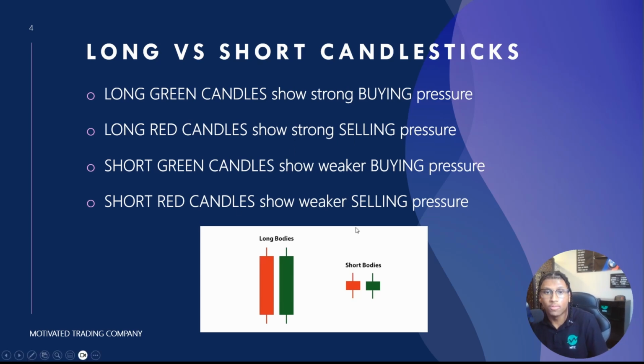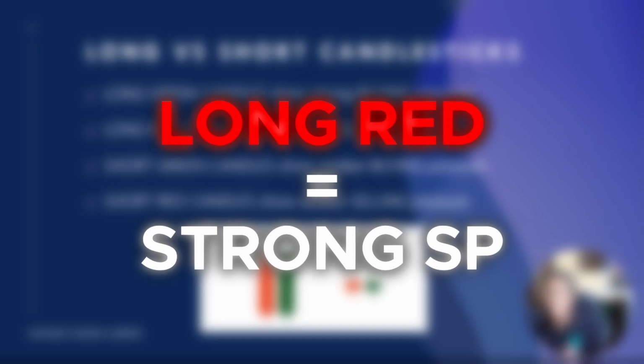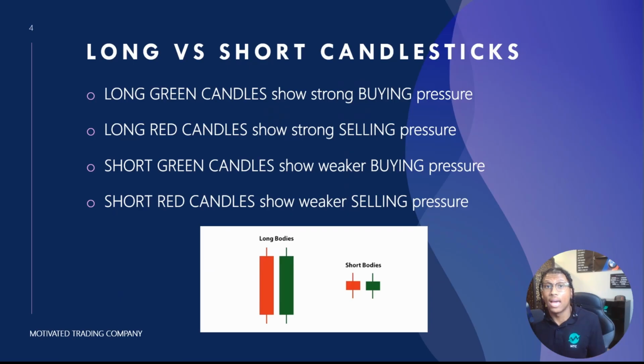Now, vice versa for long red candles. Long red candles show strong selling pressure. Why is that? Because sellers were able to push price down a drastic amount and keep it down there.